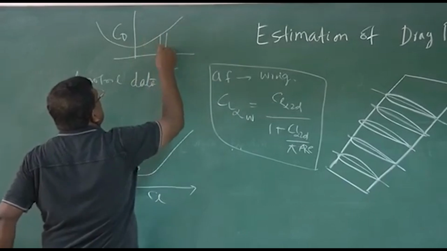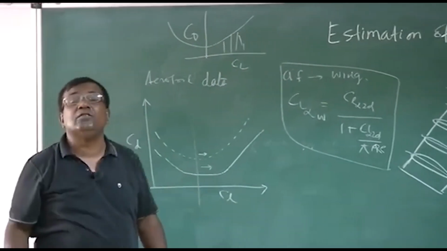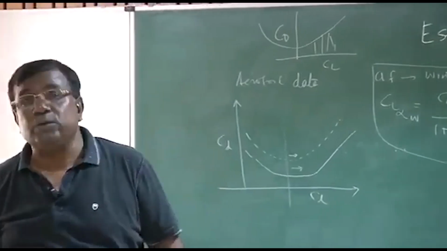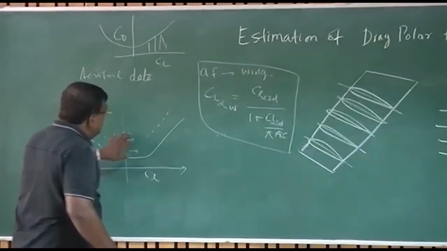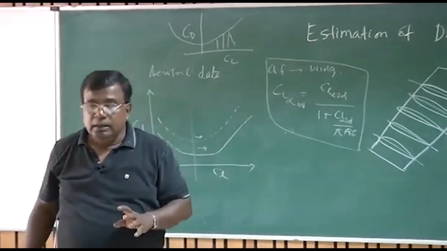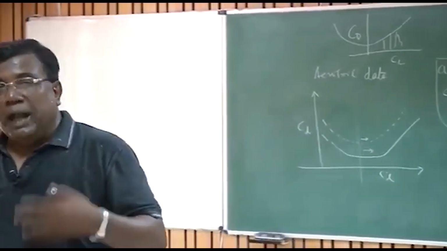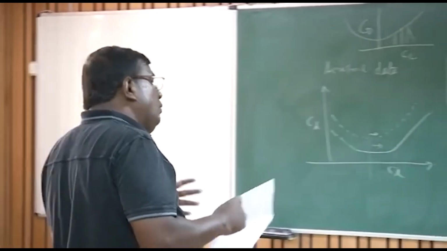For a 3D wing, we have seen the CD and CL graph goes something like this. And as it increases, this is because of the K CL square term: CD naught plus K CL square. That is the drag polar. But when I see a 2D aerofoil, the caution is this increment is not because of induced drag. This is primarily due to flow separation. And this is a complex field, right? And people are working in this.